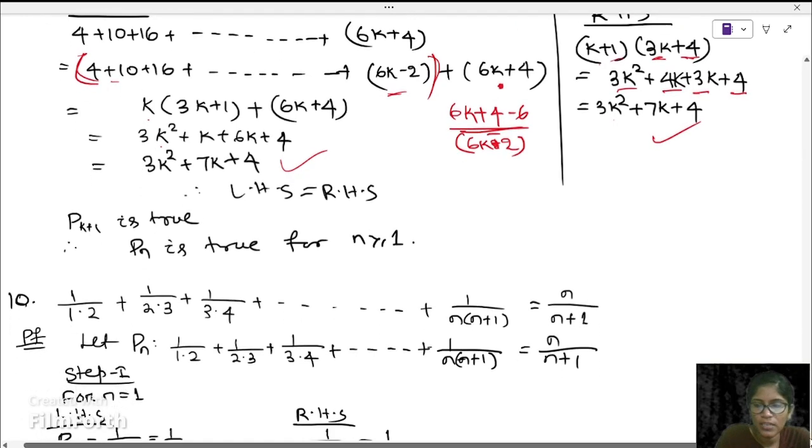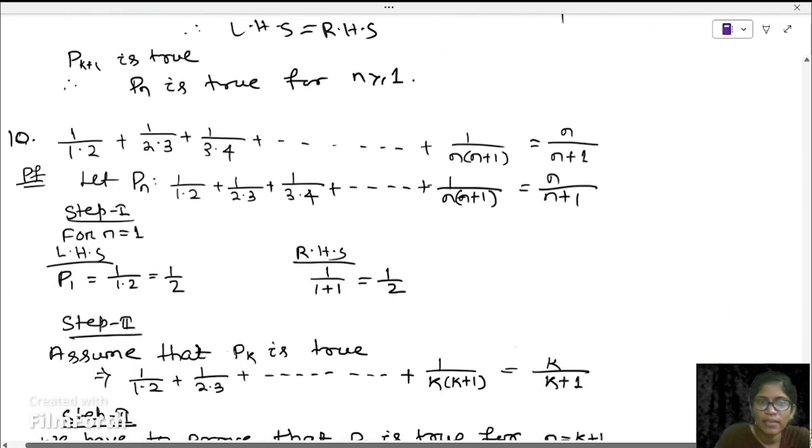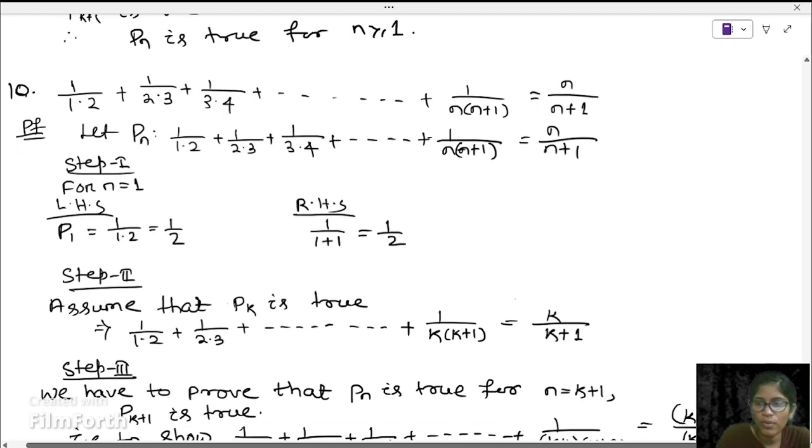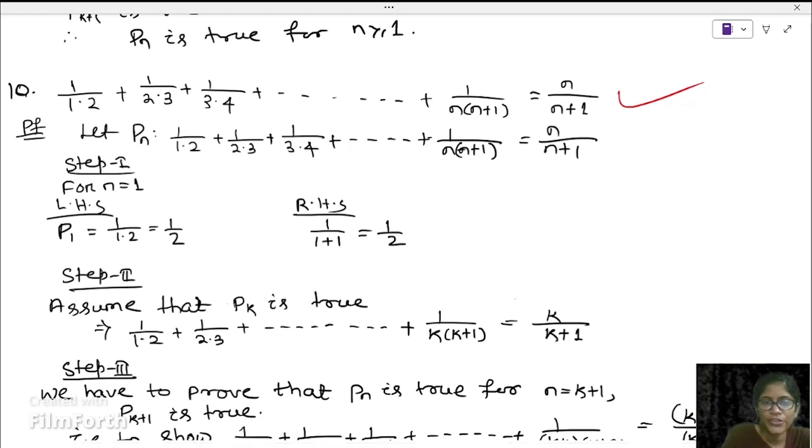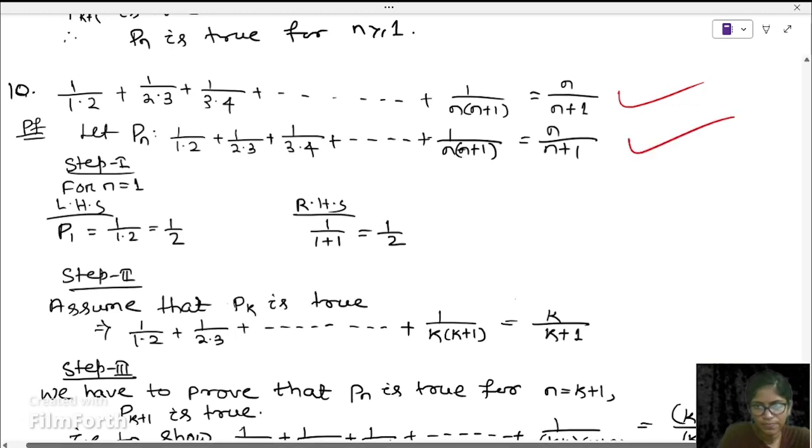Now question number 10. 1 by 1 into 2 plus 1 by 2 into 3 plus 1 by 3 into 4 up to this. Okay. This is a very important question for your exam. Let's take Pn is equal to 1 by 1 into 2 plus up to this.